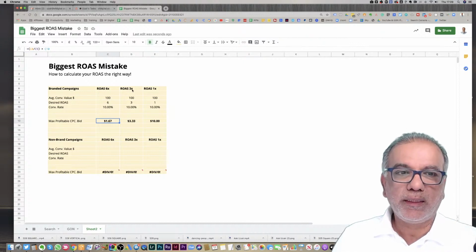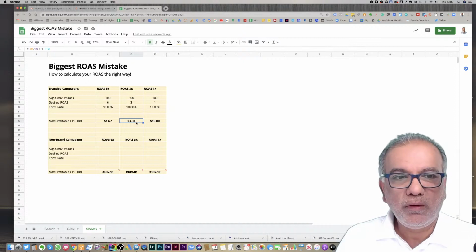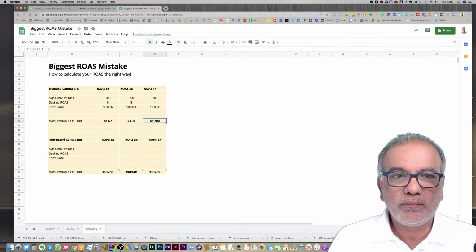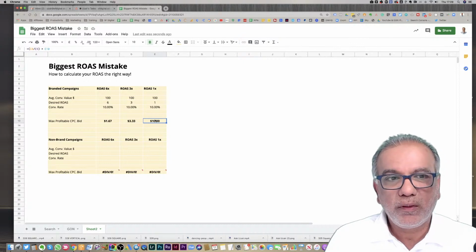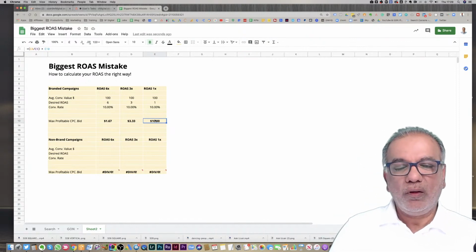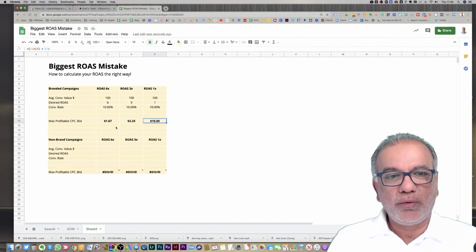For 3x it is the same thing. You get 3.33. And for 1x it is $10. So this is where you will need to bid so you can achieve these profitable ROAS.